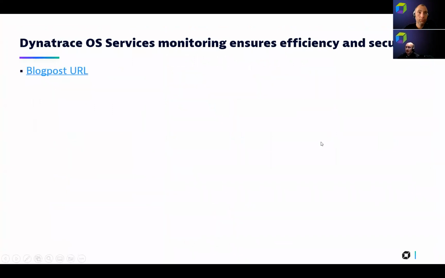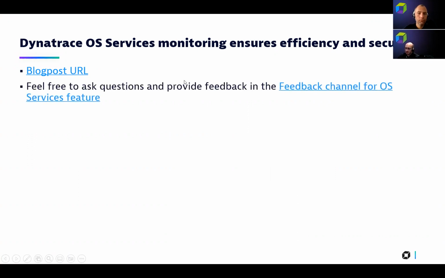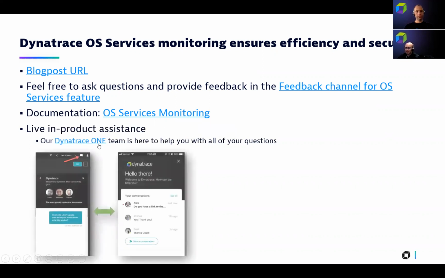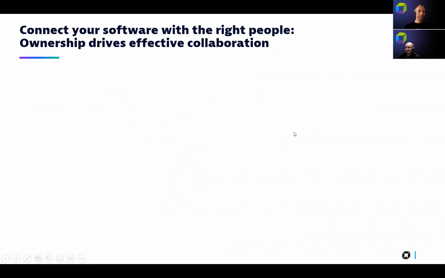Okay, this is the blog post URL for more details, written by our product management team. And if you would like to ask questions, please use the feedback channel for exactly this OS services feature. We have documentation also available, and you can click on this to navigate there directly. And we always have our live in-product assistance, and our Dynatrace One team is always here to help you with all of your questions. And so yeah, I think we can continue with the next one.